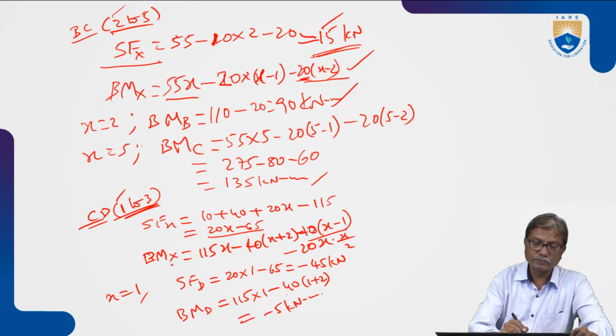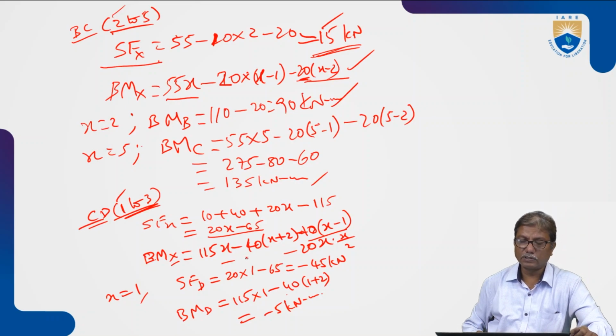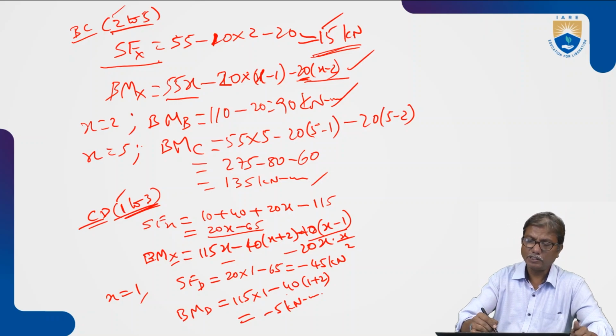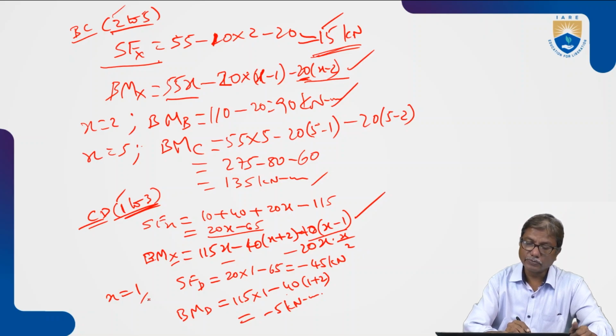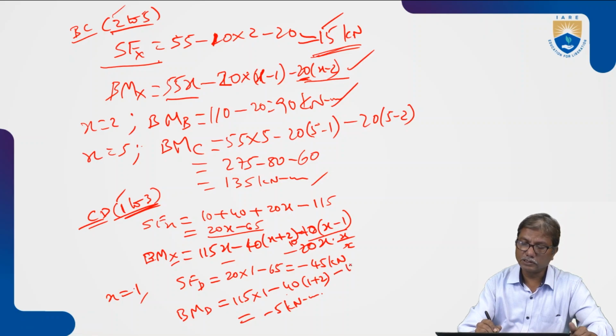And what is the bending moment at C? At x equal to 3, so 115 into 3 minus 40 into 3 plus 2 minus 10 into 3 minus 1. Okay, this is the equation. Small mistake here. We have not considered this. So 10x square also we need to consider, minus 10x square. We have not considered this in the previous. So 10x square, when x equal to 1, minus 10. So it is minus 15 will be.